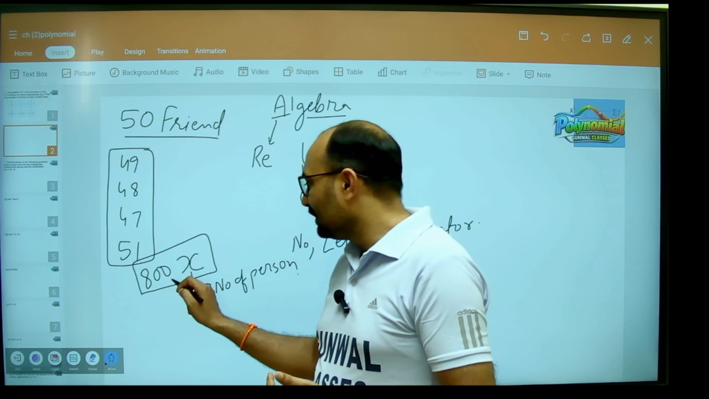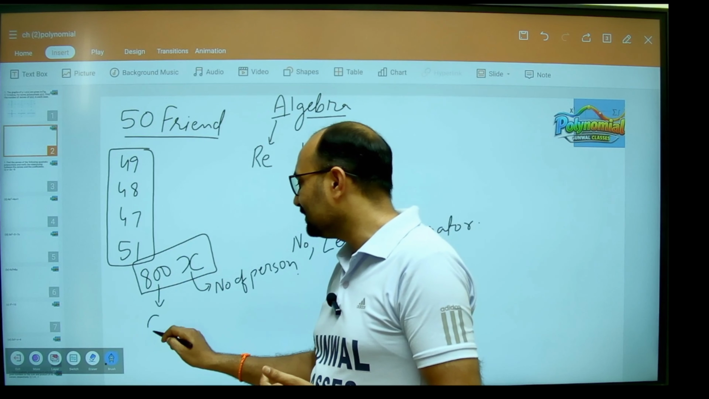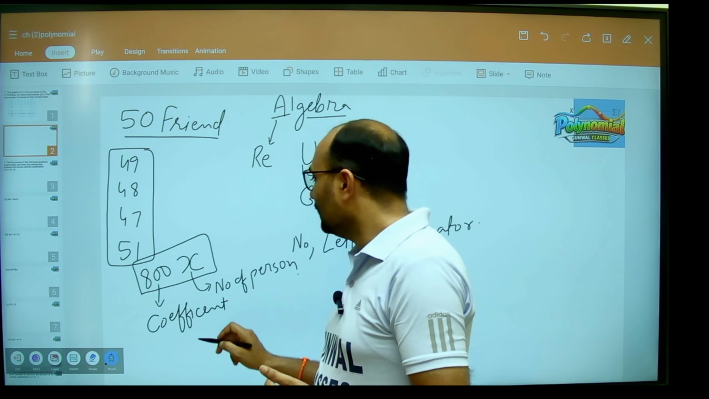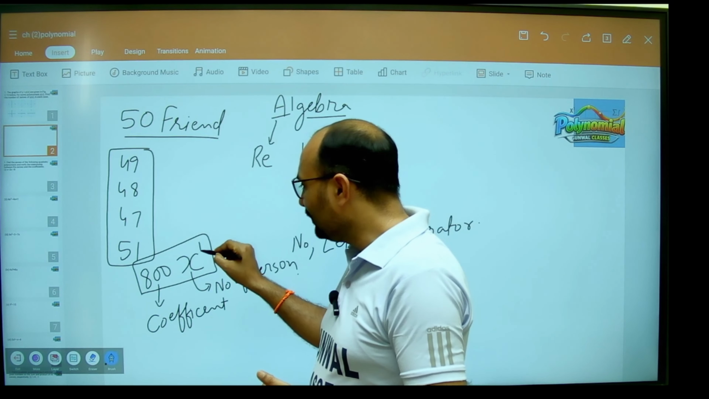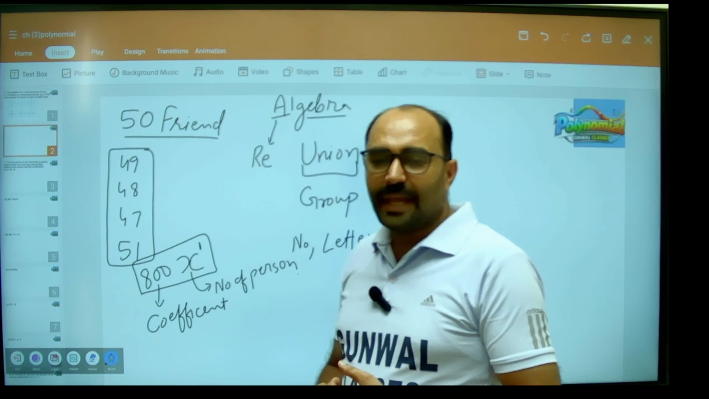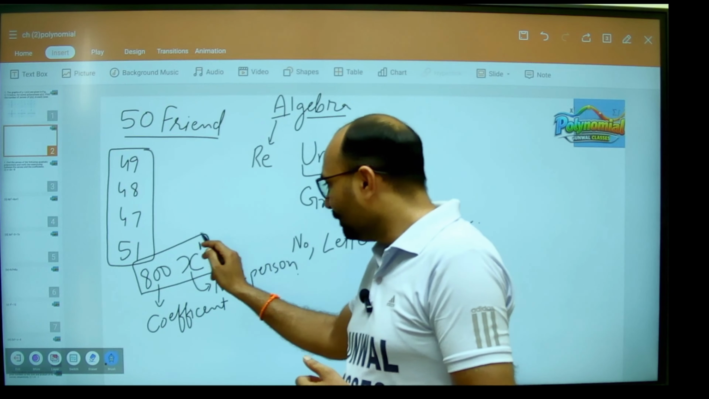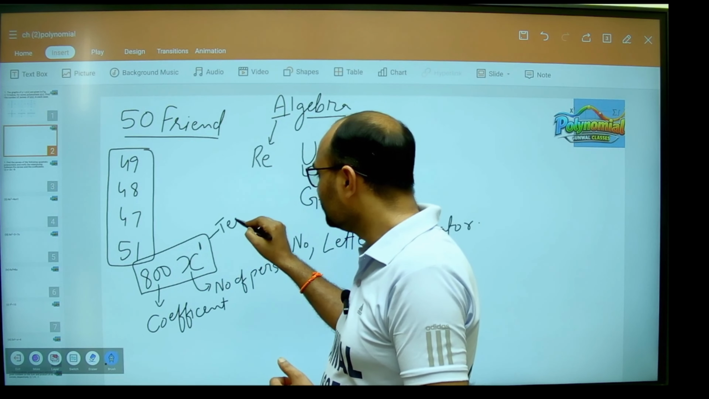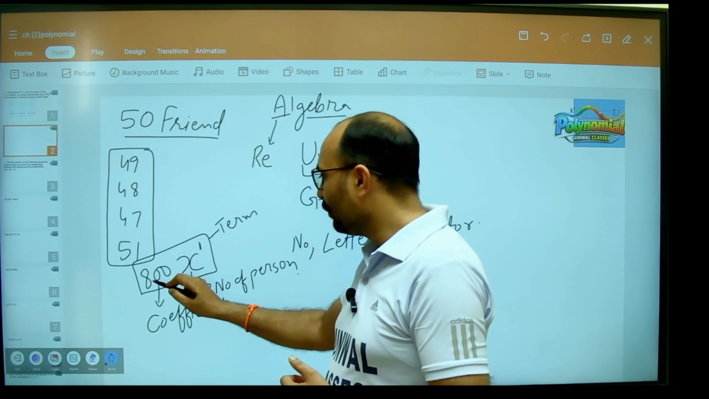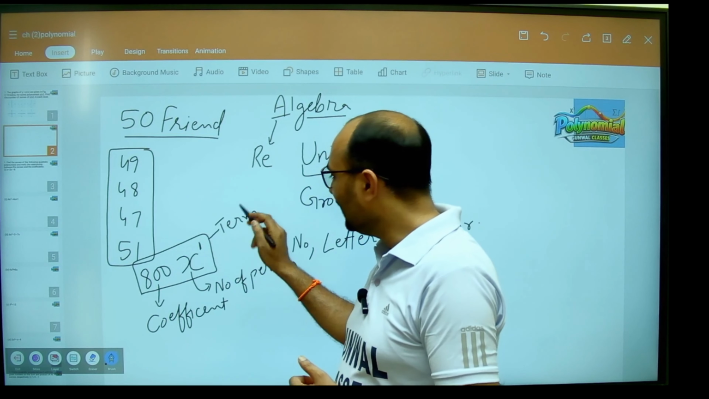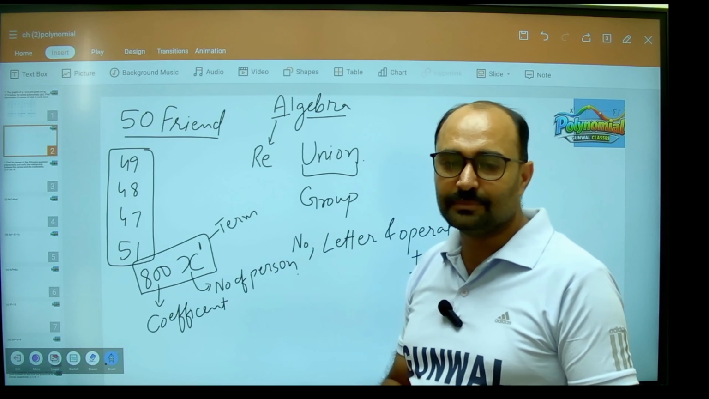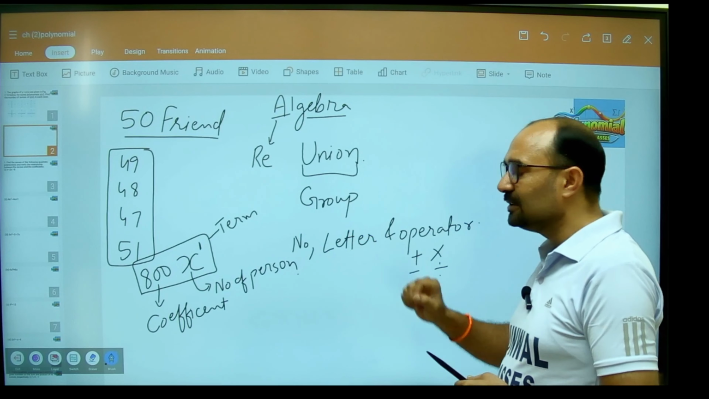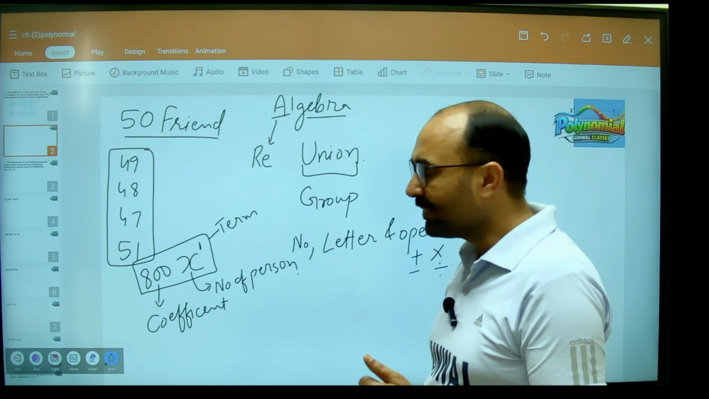This is a number that is known as the coefficient. Coefficient. The exponent of this variable is 1. This complete thing is known as a term. So variable, coefficient, exponent is 1, and this complete thing is known as a term. By grouping number and letter, we get a term.